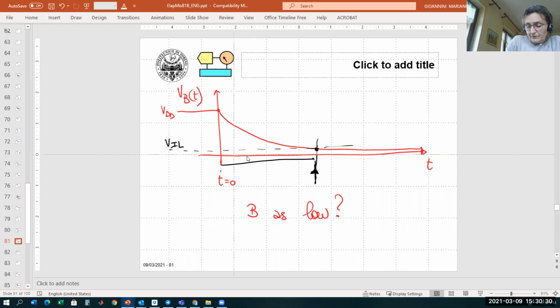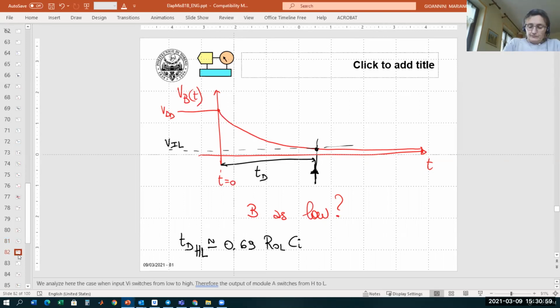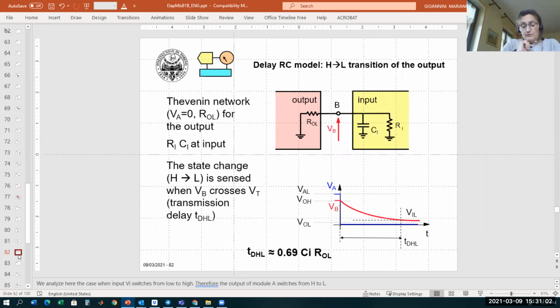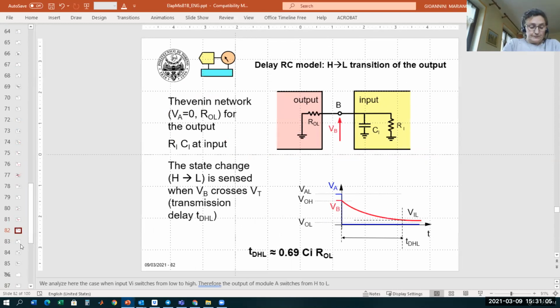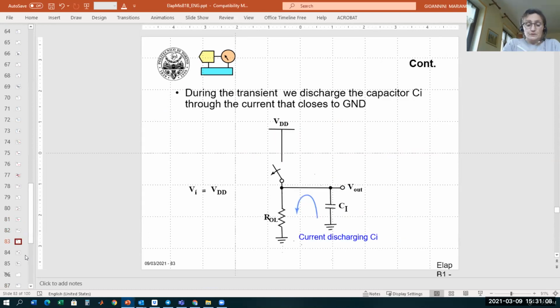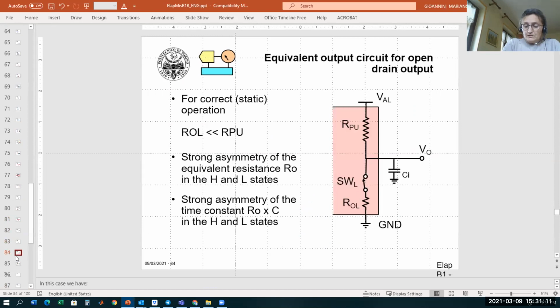And again, you have a delay. This delay now is a delay for a transition of the output from high level to low level. And in this case, this delay can be well approximated with 0.69 ROL times the time constant of the transient. Okay? And everything is explained here in this slide, and also in this slide and in this one. Okay?